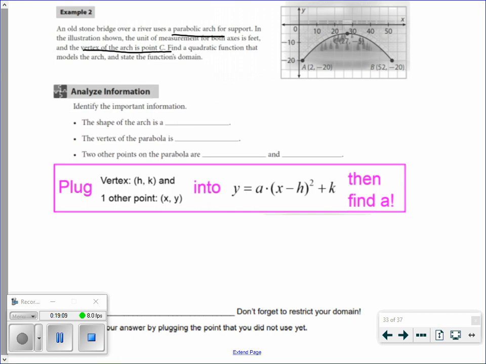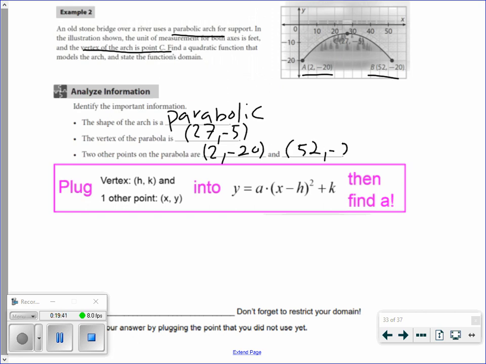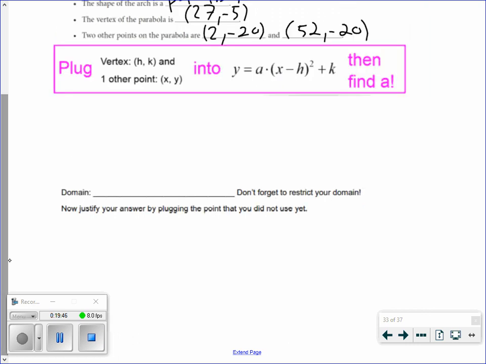So we're going to analyze the picture and the problem first. The first thing we're told is the shape of the arch is parabolic. Next, we're told the vertex of the parabola is at point C, and that's at (27, -5). And then lastly, two other points on the parabola, our point A and our point B: (2, -20) and (52, -20).